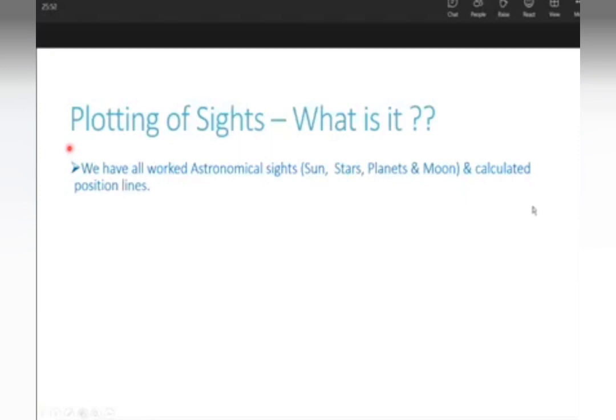In celestial navigation, we have worked upon celestial sites, celestial observations, using different bodies: sun, stars, planets, and moon. We have used different methods depending upon the situation, like meridian passage, latitude by meridian altitude, long by chronometer, intercept, ex-meridian, and Polaris. Now, all these methods have given us position lines. If we take one celestial observation, we can obtain one position line for that time.